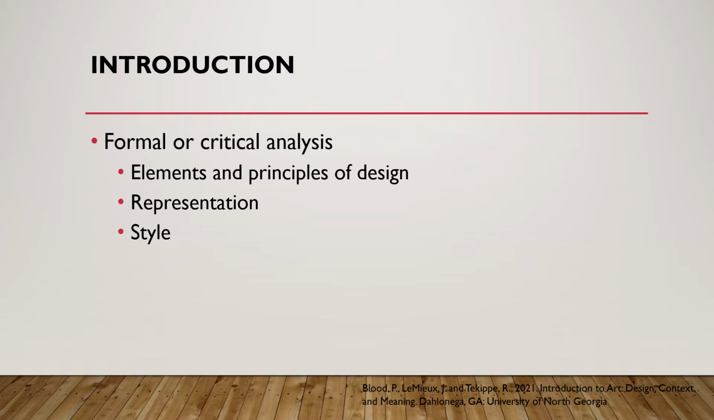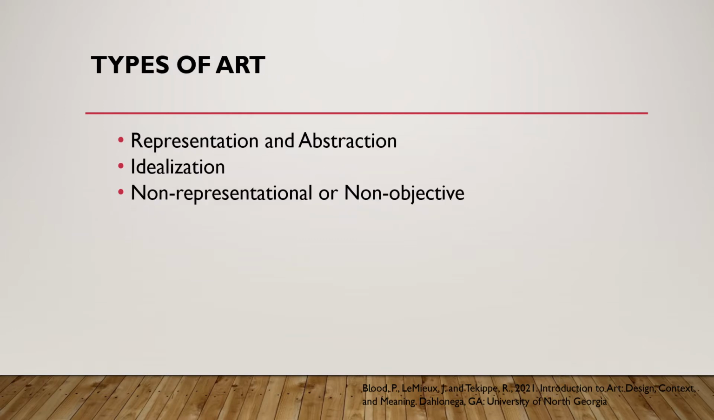In addition to using the elements and principles to dissect an artwork, we also use representation and style. So when we're talking about the types of art, we're basically talking about three categories: representation and abstraction, idealization, and non-representational or non-objective art.